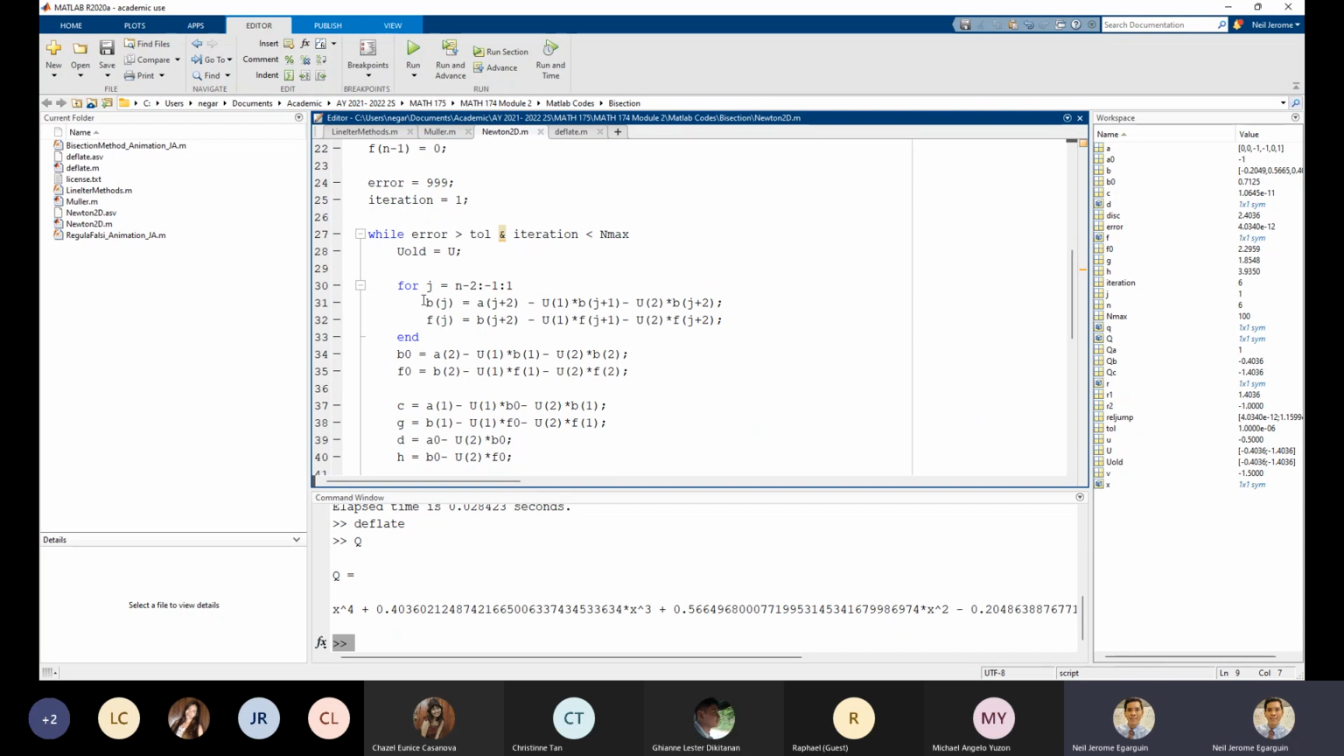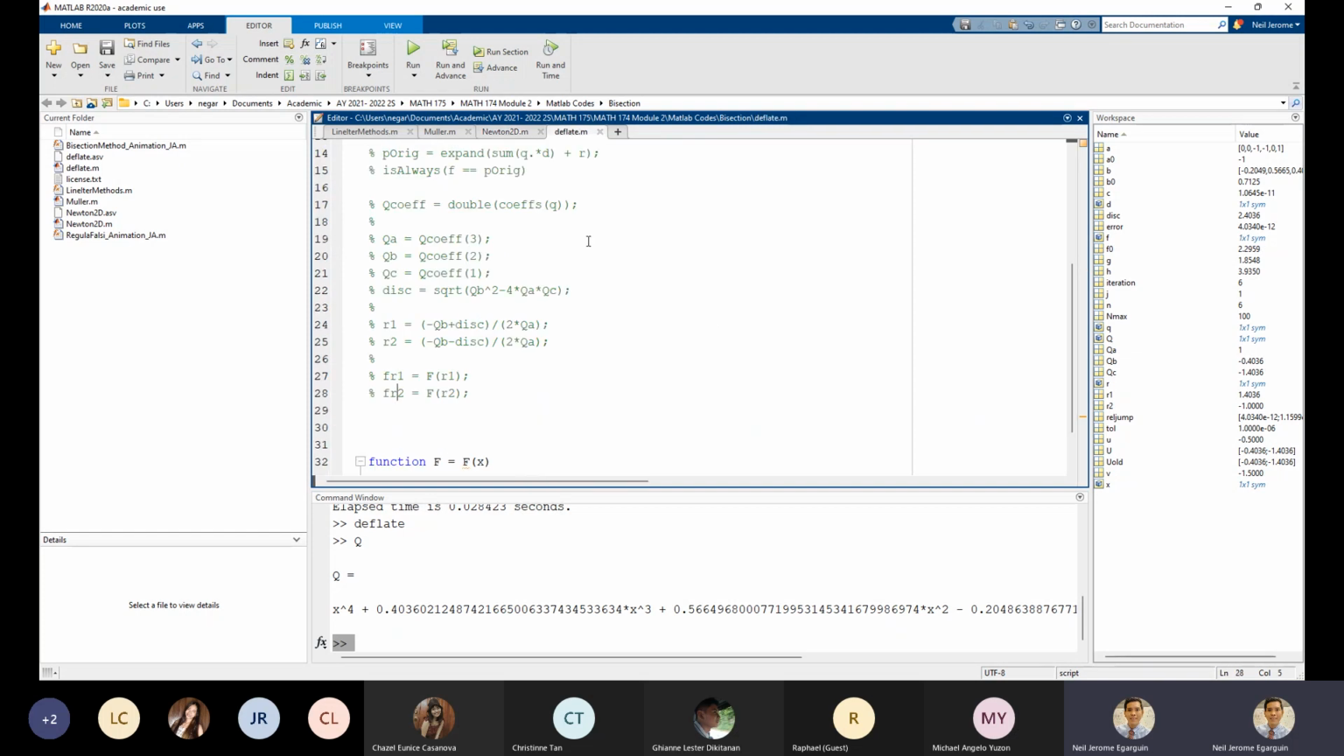You run your algorithm again, you'll get a different quadratic factor. Tapos, dahil makukuha mo rin ay quadratic, kailangan mo pa mag-deflate ng isa pang beses, and then you will get, after the second deflation, a quadratic polynomial whose roots can easily be obtained by using the quadratic formula. Okay? So I guess that's it.